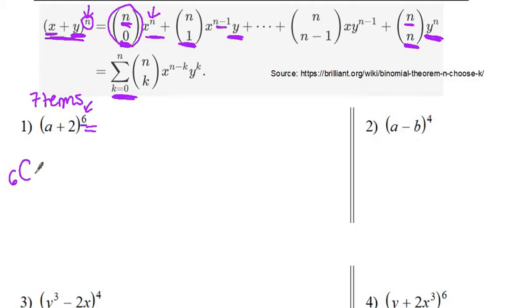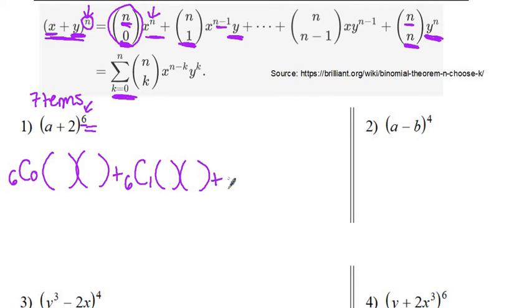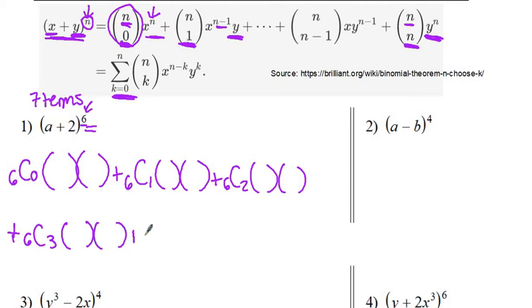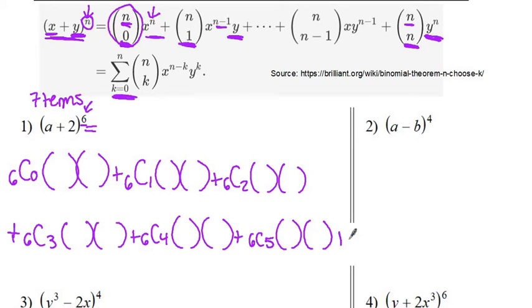So you have 6 choose 0, and then there's going to be, I'm going to fill these in in a sec, plus then we have 6 choose 1. Then we have plus 6 choose 2. Obviously you can see a lot of work that needs to be done on these, or it tends to get pretty lengthy, but 6 choose 3, and then we're going to have 6 choose 4, and then 6 choose 5, and then finally there's our 7th term, 6 choose 6.